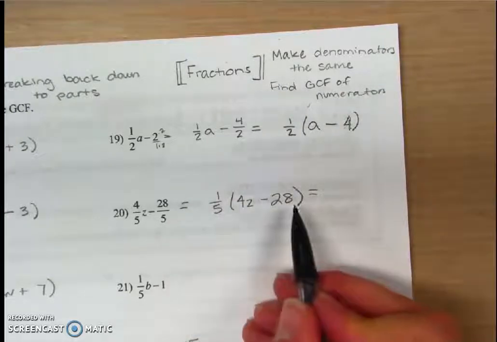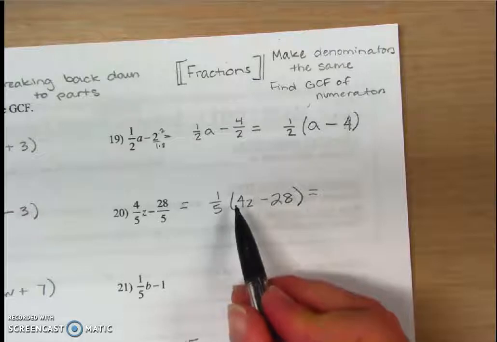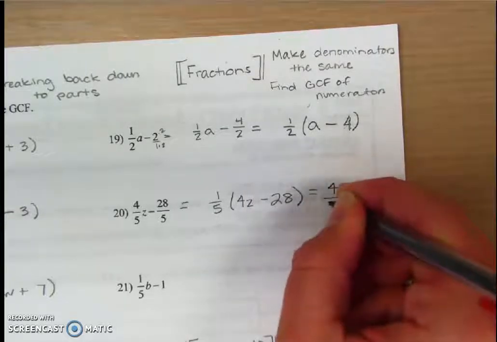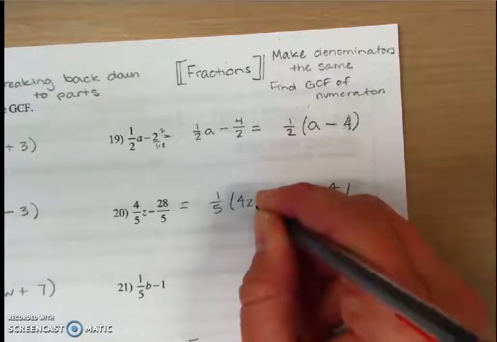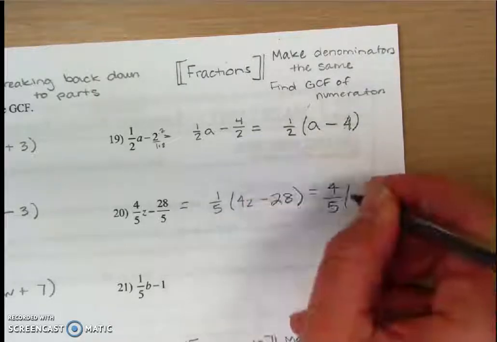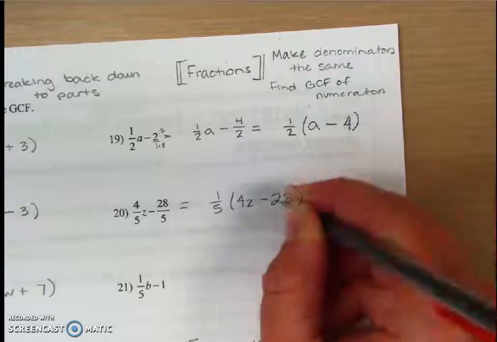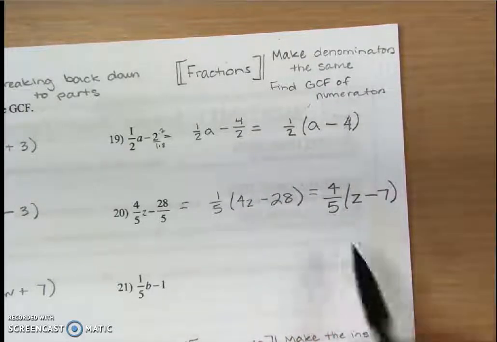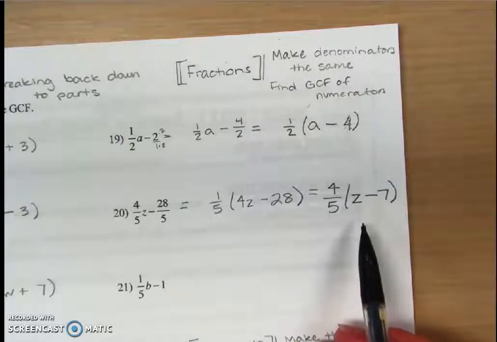So out of 4 and 28, I can still divide by 4 again, and so I'm going to add that to the top of what I'm taking out here. So I'm actually going to take out 4/5. And when I take out the 4 now from the z, I'd have z left over. If I divide out 4 from 28, I would have 7 left over. And so that would be the fully factored form.